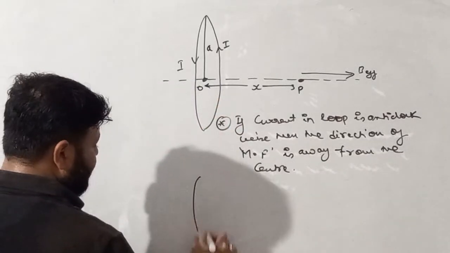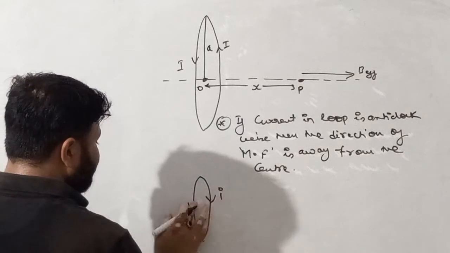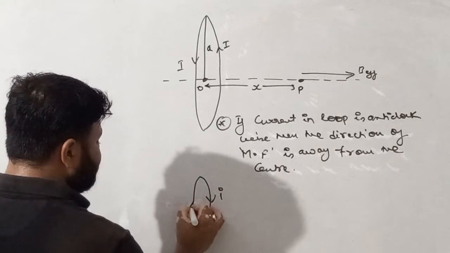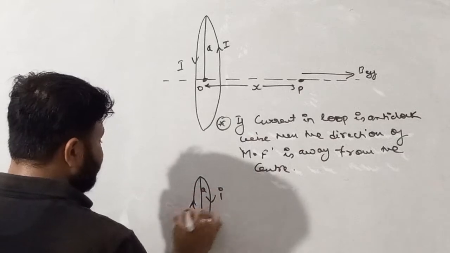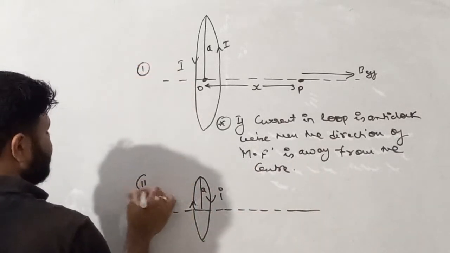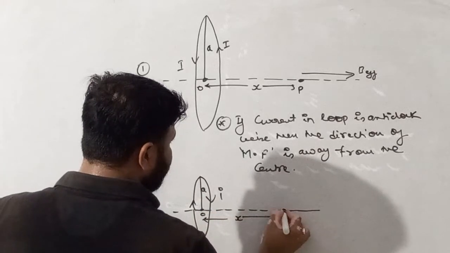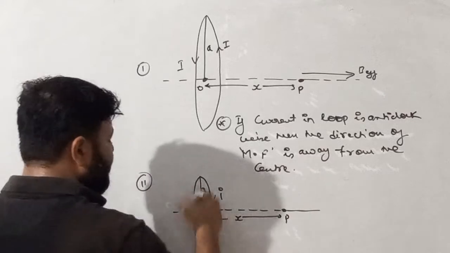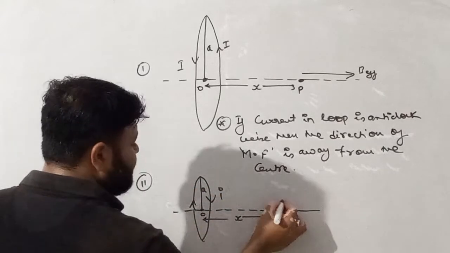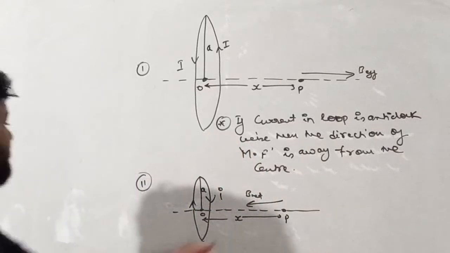Similarly, if the current is, my dear student, clockwise, this is A radius, this is the axis of the loop, this is the first case, this is our second case. So this is O, x distance apart at point P. If current is clockwise, then the direction of magnetic field on the axis of the ring is towards the center.